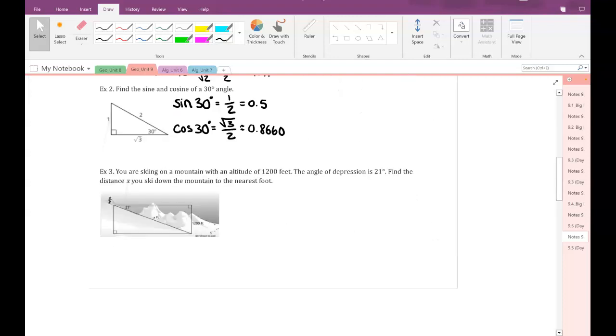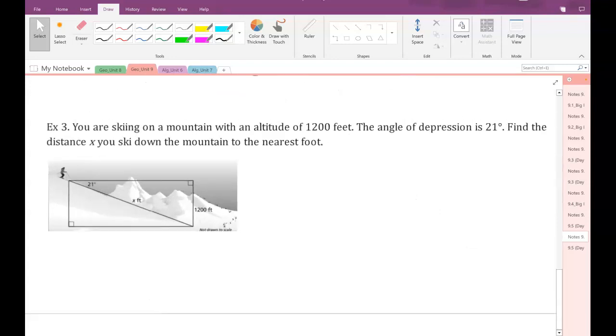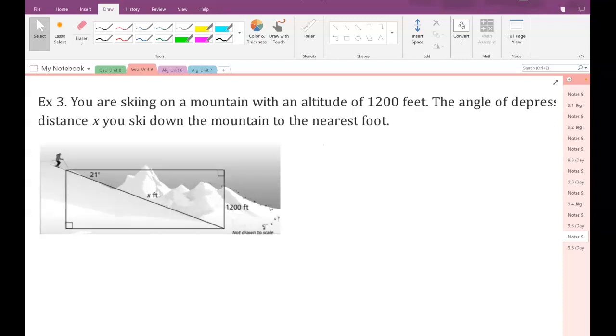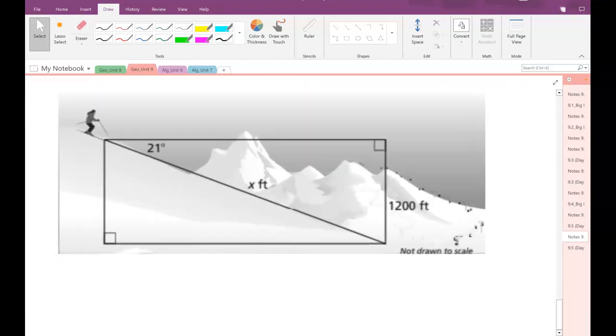All right, I think we have one more example, a word problem. You were skiing down a mountain with an altitude of 1,200 feet. Altitude, remember, is like the height of something in this case. The angle of depression is 21 degrees. Find the distance x you ski down the mountain to the nearest foot. All right, so we have this triangle here. I mentioned angle of depression versus angle of elevation on Monday. Depression, think of it as looking straight forward, but instead of going up, you're going down. So our down angle is 21 degrees.